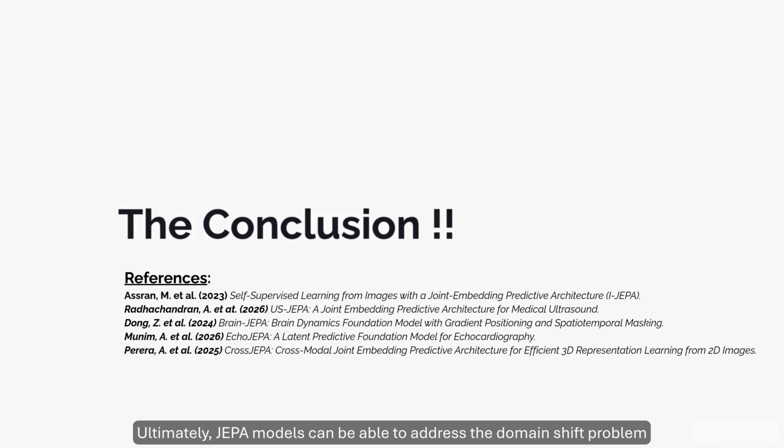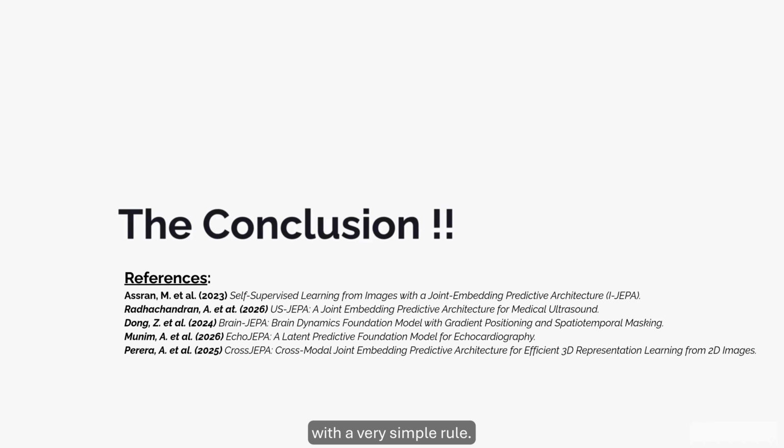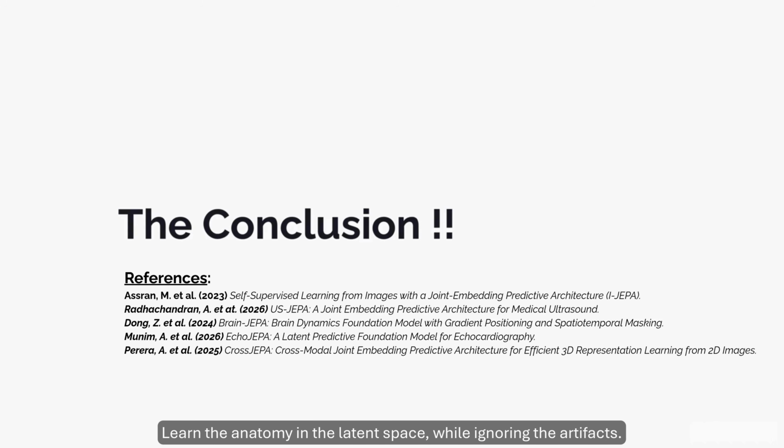Ultimately, JEPA models are able to address the domain shift problem with a very simple rule: learn the anatomy in the latent space while ignoring the artifacts. By stepping back from the noisy pixels and focusing on universal semantics, we can finally build an AI that safely adapts to any clinical environment.